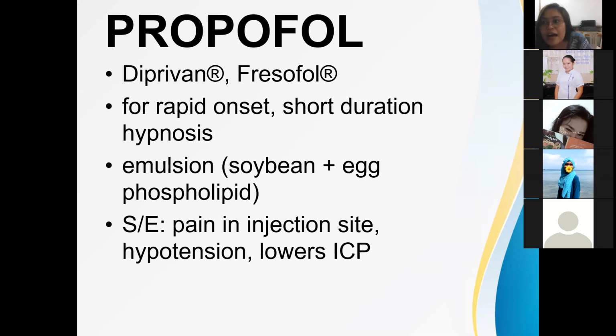Its excipients are soybean oil and egg phospholipid, so its appearance is like milk. And since the droplet size is large, because it's an emulsion, one of its adverse effects is pain at the injection site. So propofol, class, is an intravenous general anesthetic used to induce anesthesia. It has a rapid onset but a short duration of hypnosis. So it puts the patient to sleep.